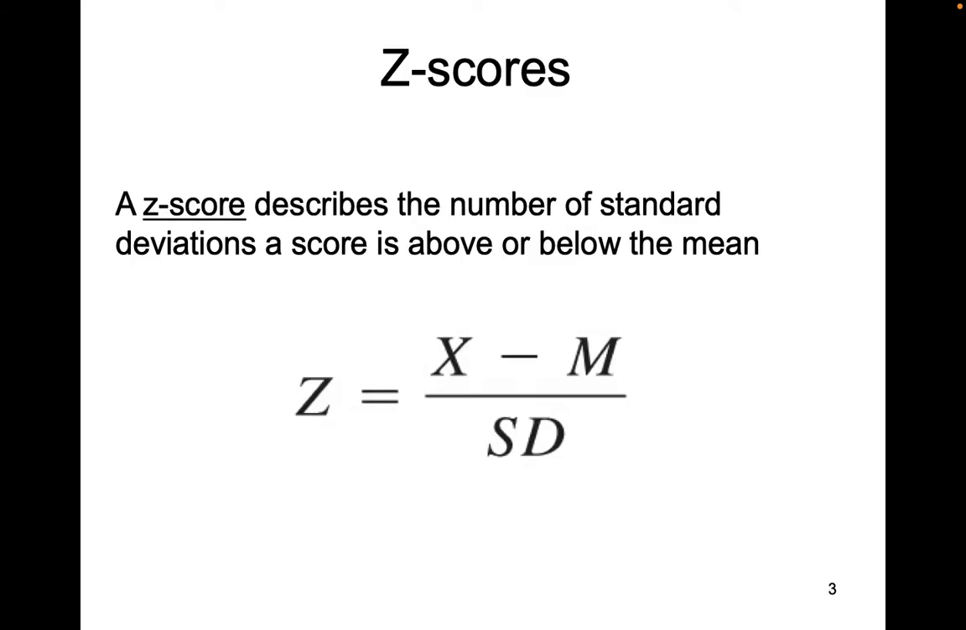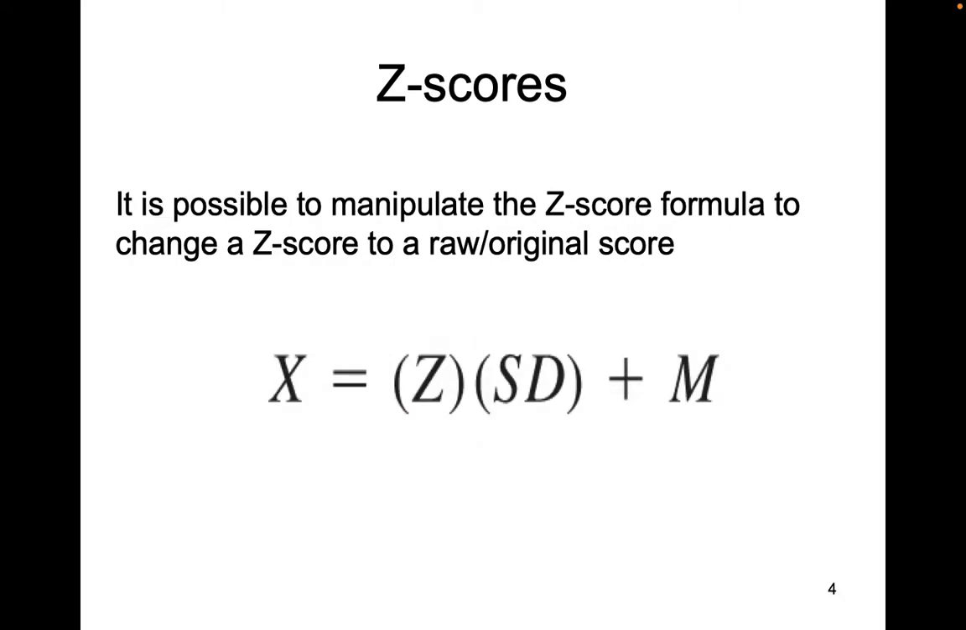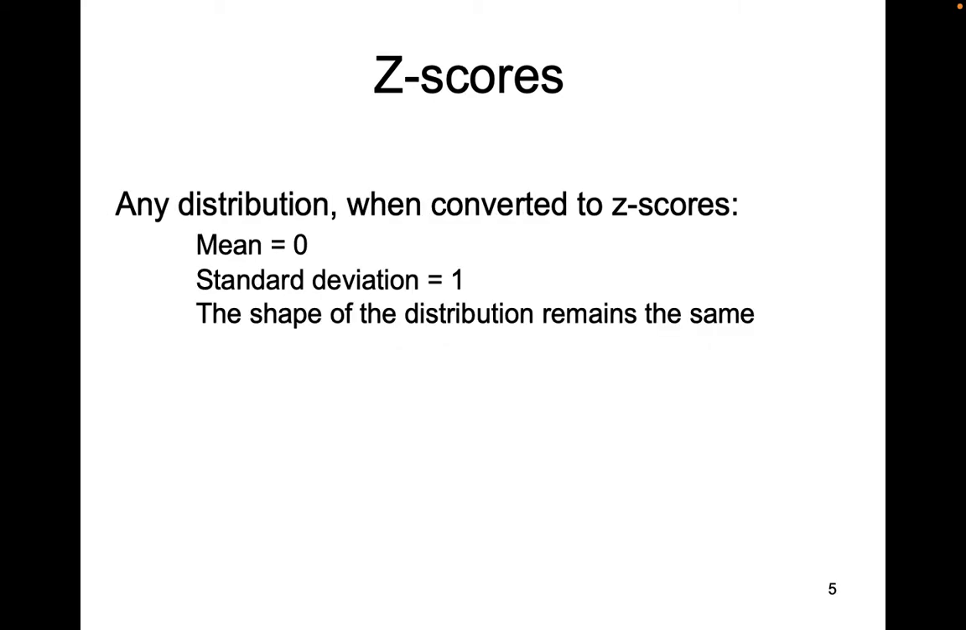In previous lectures, we've learned about z-scores, which describe the number of standard deviations a score is above or below the mean. We also learned that it's possible to manipulate the z-score formula to change a z-score back to the raw or original score. For any distribution of numbers, when converted to z-scores, the mean of the distribution of z-scores is 0, the standard deviation is 1, and the shape of the distribution will remain the same.